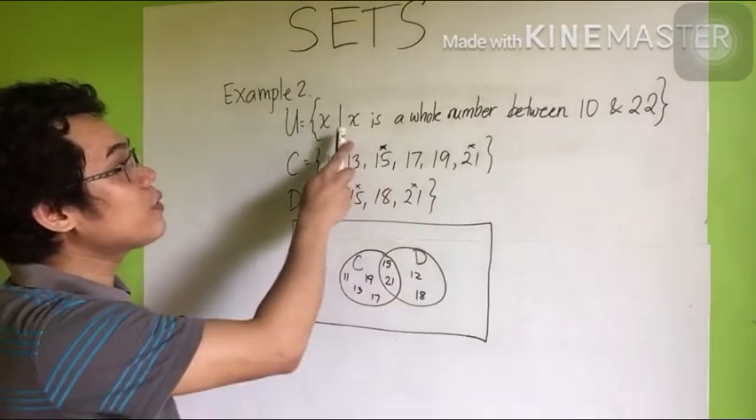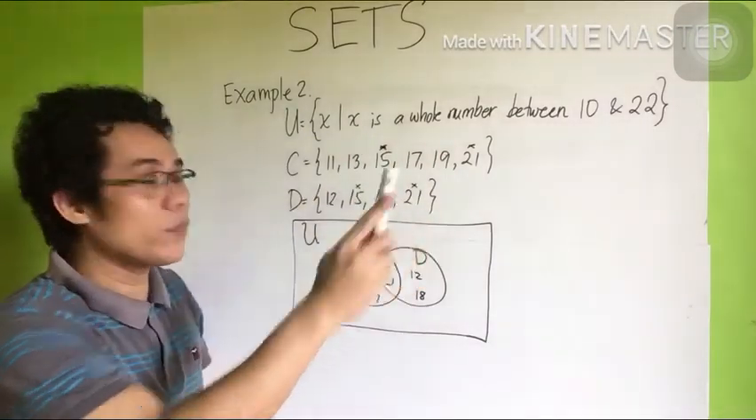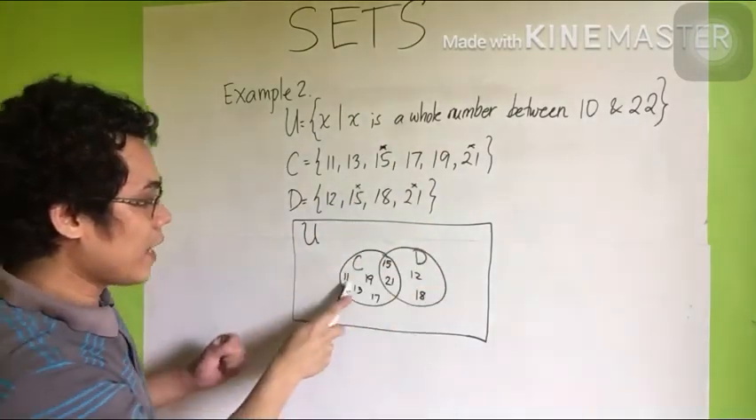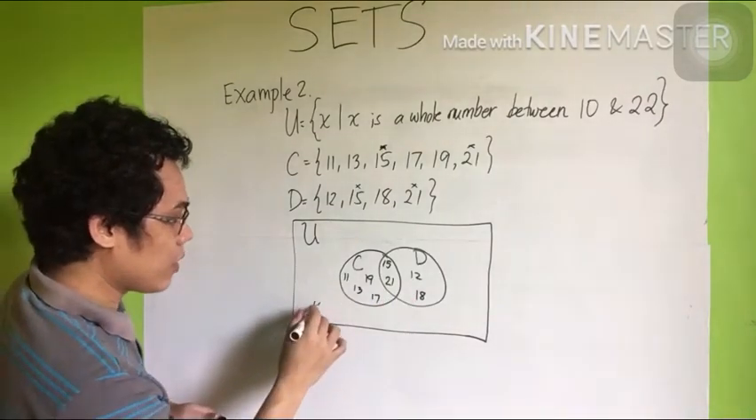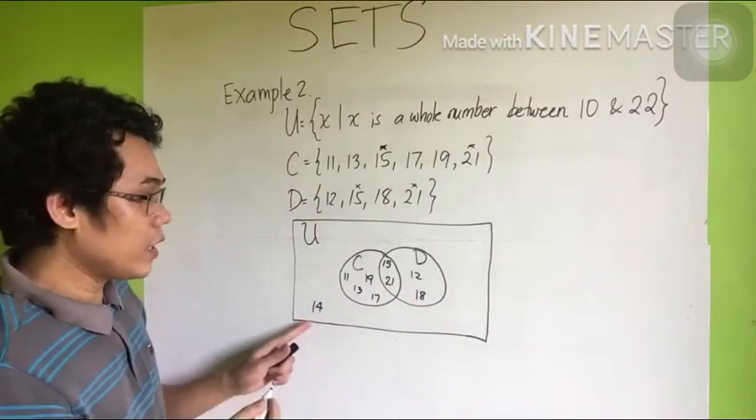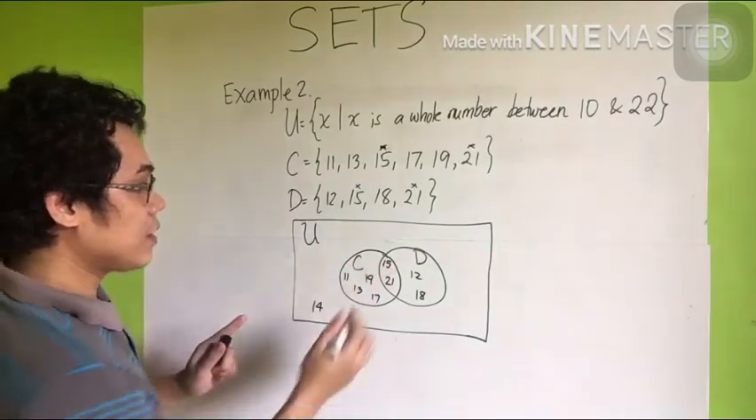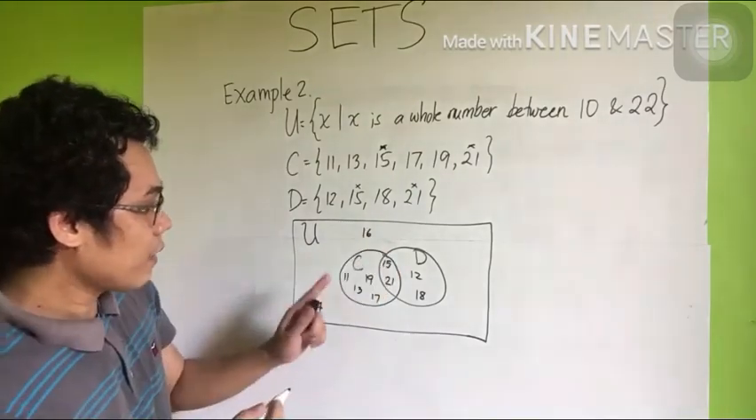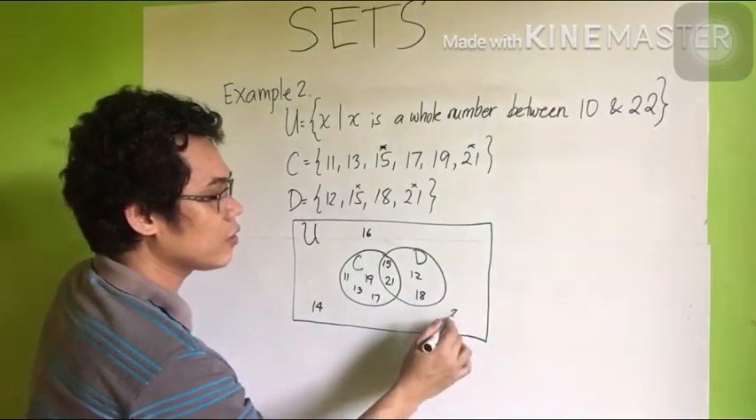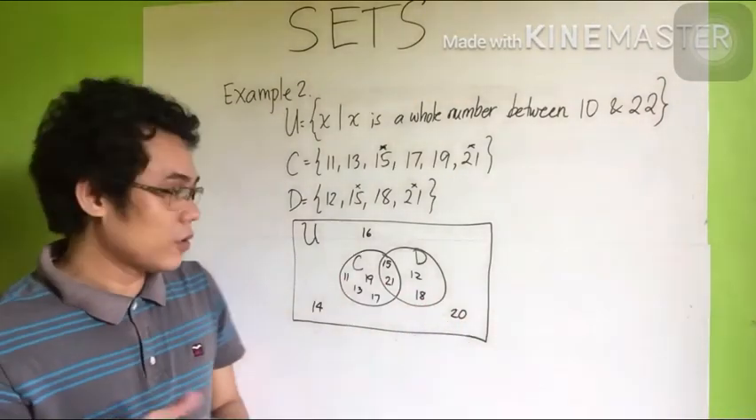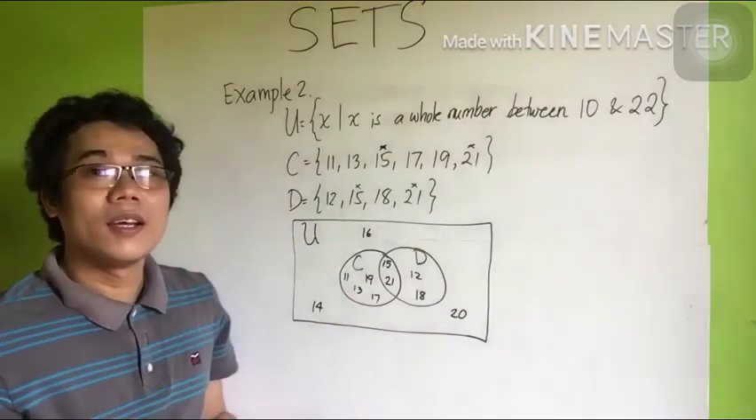So, take note, universal starts from 11 up to 21. So, 11, 12, 13, wala ang 14, so dito ko ilagay sa labas. 14, 15 meron, 16 wala, so dito ko. 17, 18, 19, walang 20, so dito ko ilagay 20. So, yan, then 21. So, we're done.